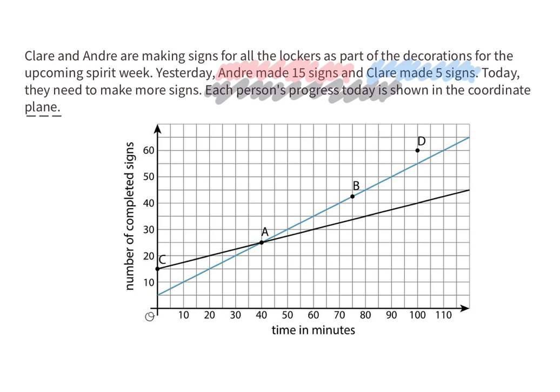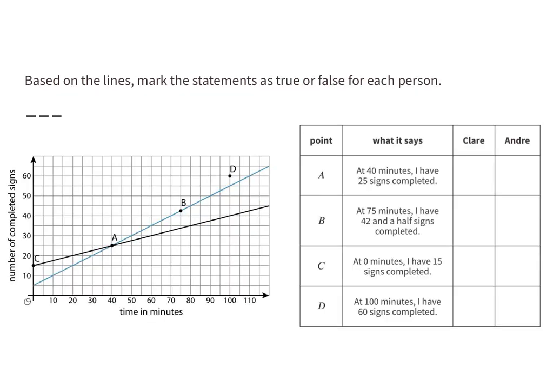So first, what they want us to do is, based on these lines, we're going to be marking the statements as true or false for each person, okay? Based on these lines, we're going to be marking each statement true or false for each person. So let's take the first statement. At 40 minutes, I have 25 signs completed.